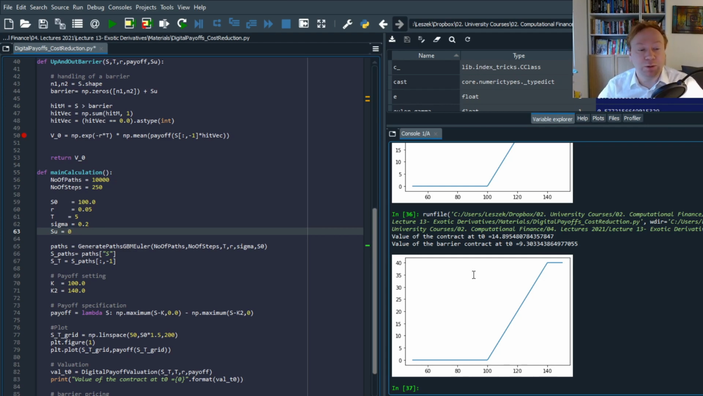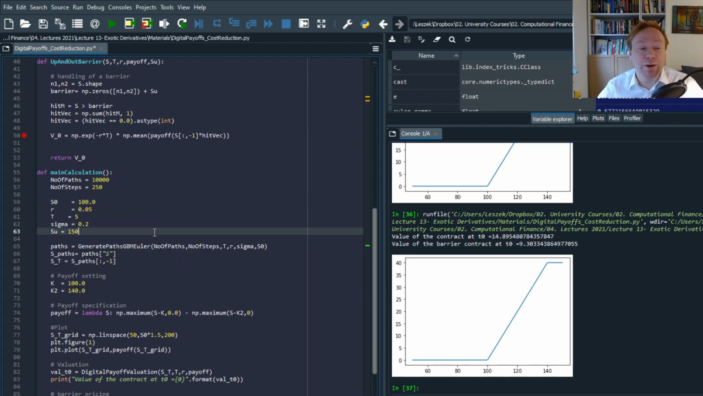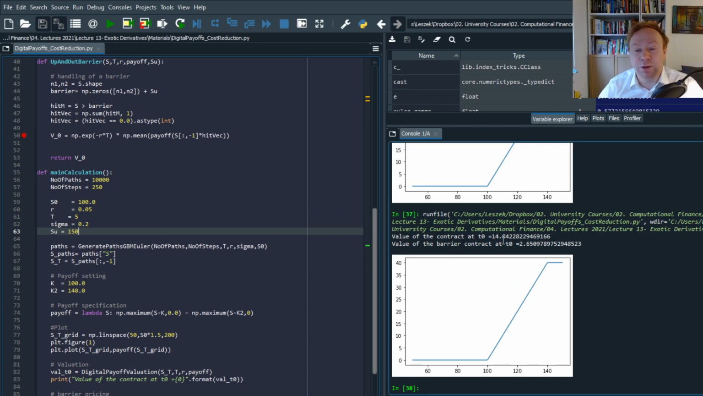If we do something more extreme, we do 150. So we say if the stock, historically up to maturity, exceeded at some point 150, then the value is zero, and that should have a really significant impact. You see now the value is 2.5, 2.6 here, so it is multiple times lower than in the case where we did not consider the barrier. So you see that by inclusion of a barrier, we can really reduce the value of derivatives a lot.